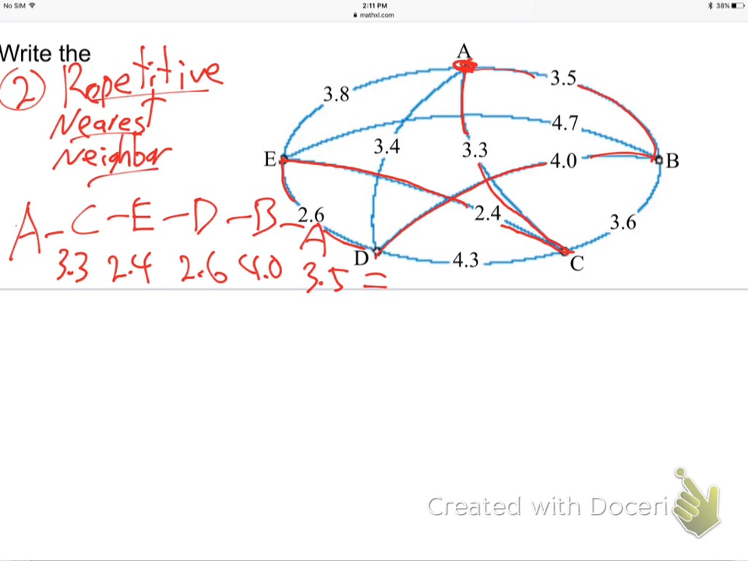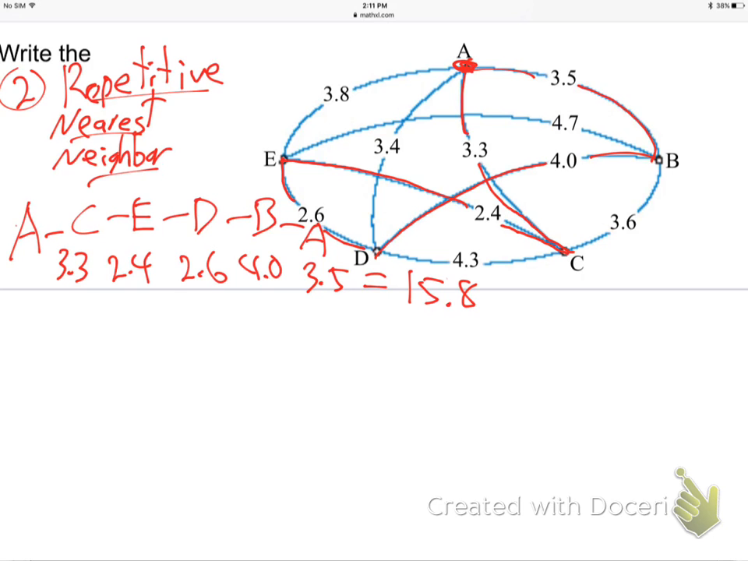So add that up. What is that? 5.7. I can't add that up. 7.7, 8.3, 12.3. Is it 15.8? You guys add it up, let me know. So that's just starting from A.